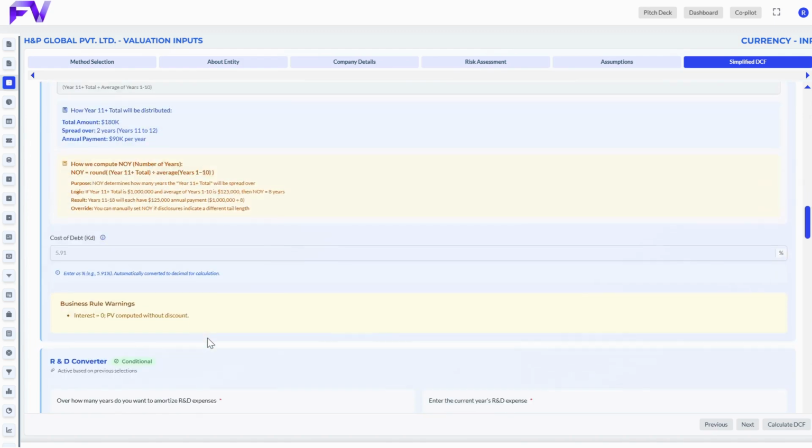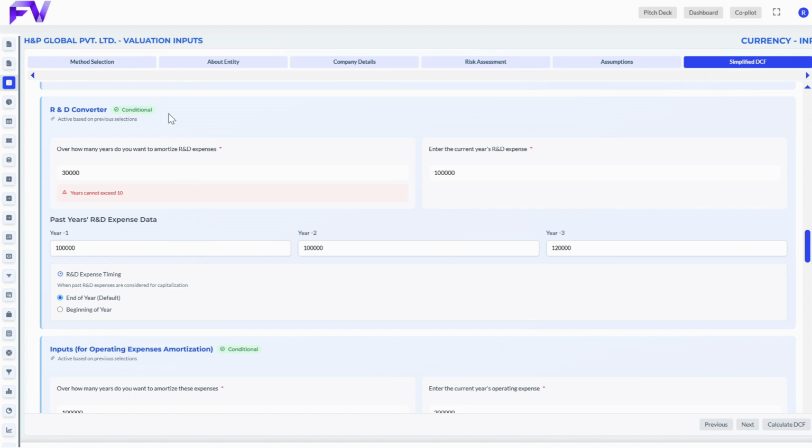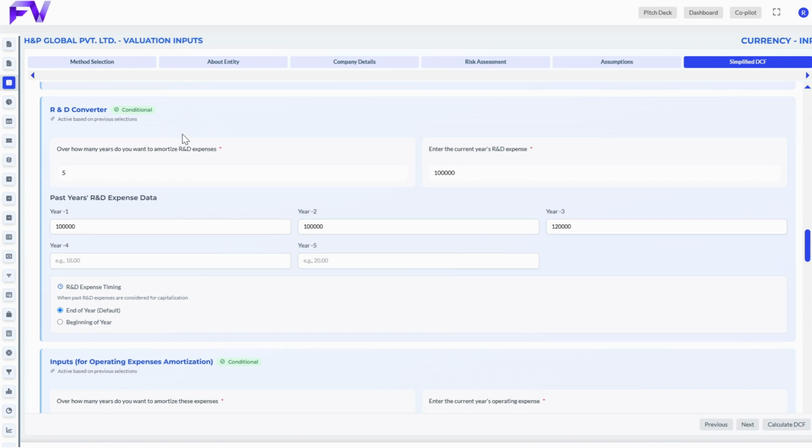Now let's move to the R&D converter. Enter how many years you'll spread R&D costs and add the current year's expense. Include past years' data for full accuracy. Choose when to capitalize. By default, it's end of year.